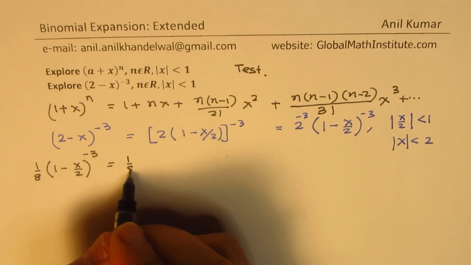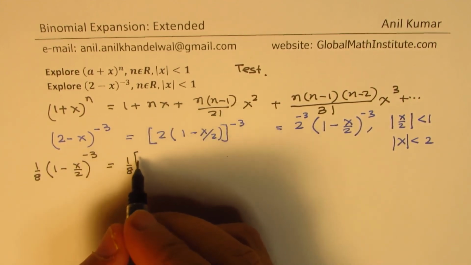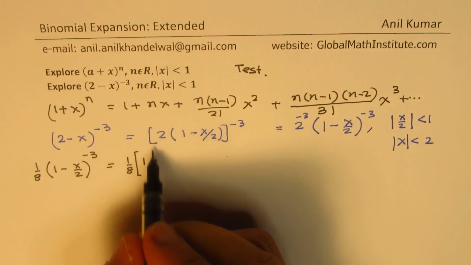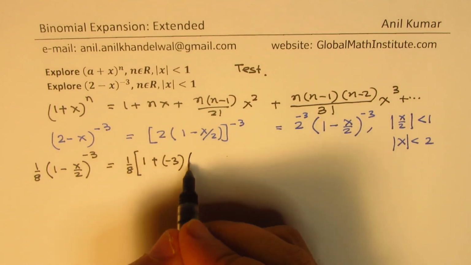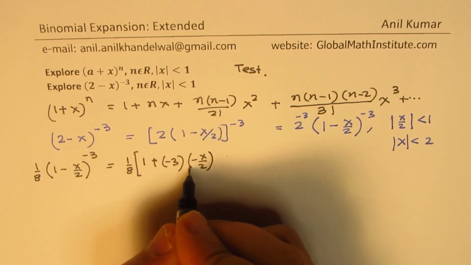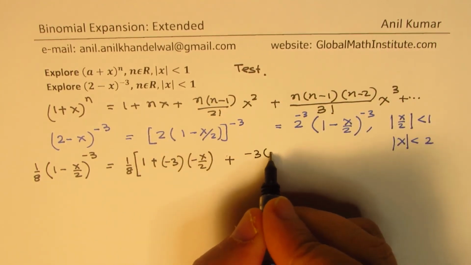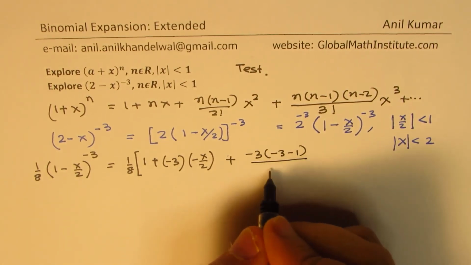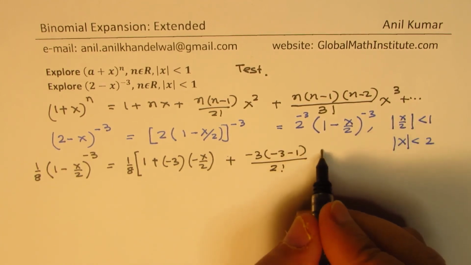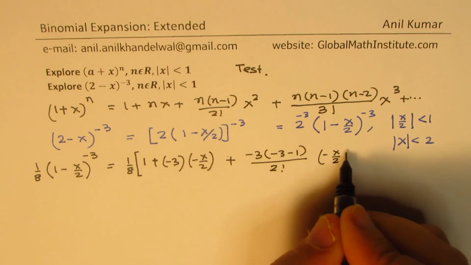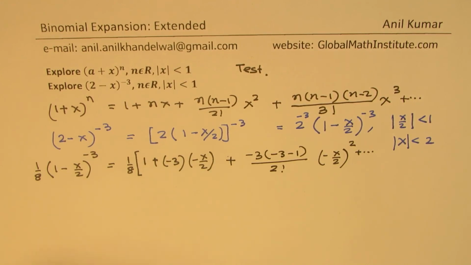So not very difficult. We'll write 1/8 outside, and we'll replace n with minus 3. So we get 1 plus, and we write minus 3 in brackets, and then for x we use minus x/2. Perfect. That becomes the second term. The third term: n is minus 3, so we have (-3)(-4) over 2 factorial, times (-x/2) whole squared. Like this, we get so many terms. We'll just work out 3 terms in this case.